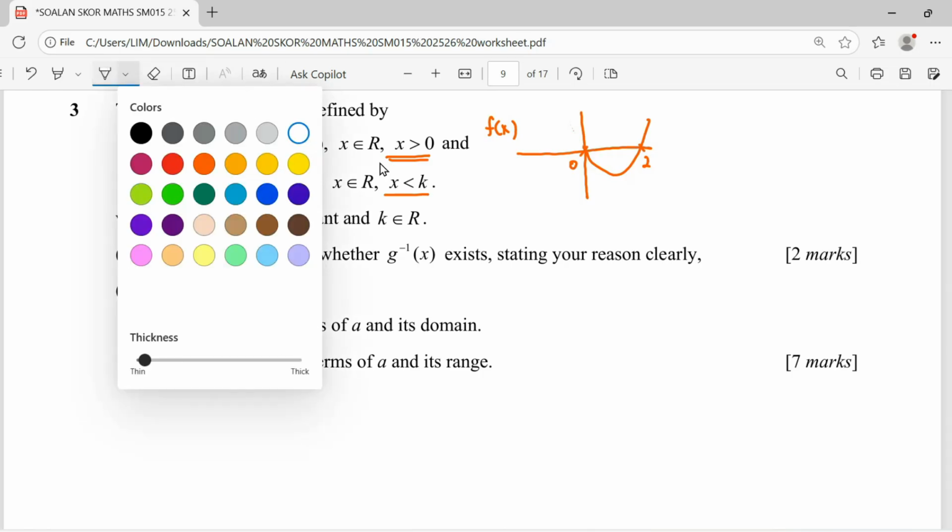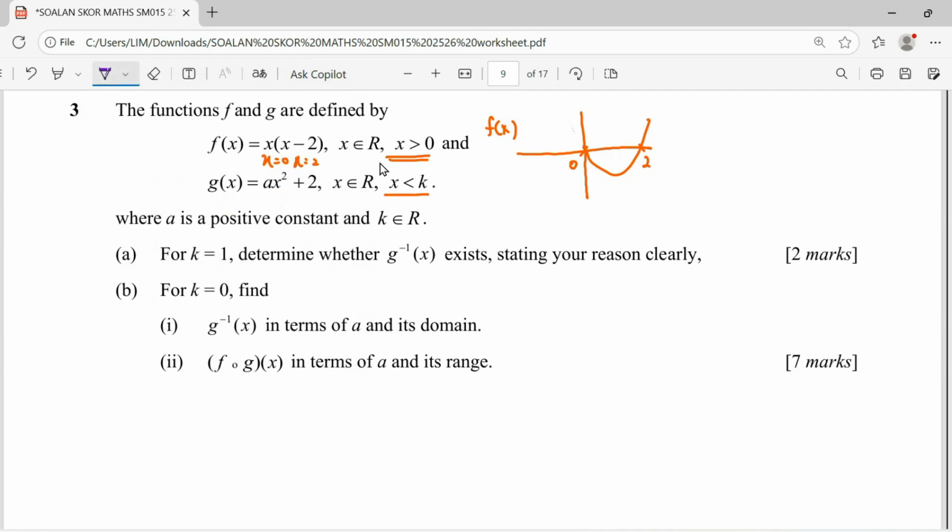Then if we observe g(x), ax squared plus 2 means a quadratic plus 2 without the bx term, so your quadratic will be in the middle. And when x equals 0, the value is 2. This a is the gradient of your graph, whether it's steeper or flatter. And the domain it takes is x less than k, so one part only.